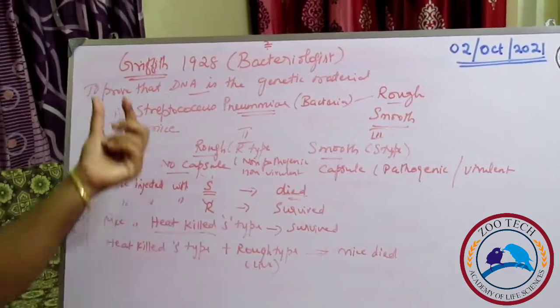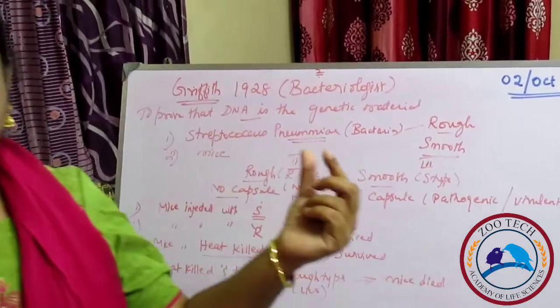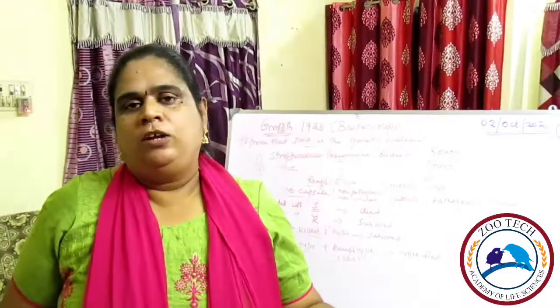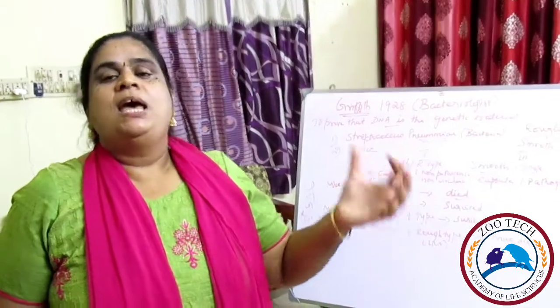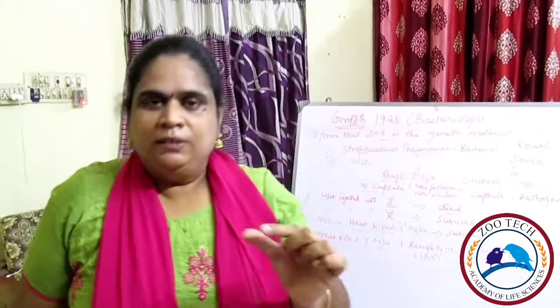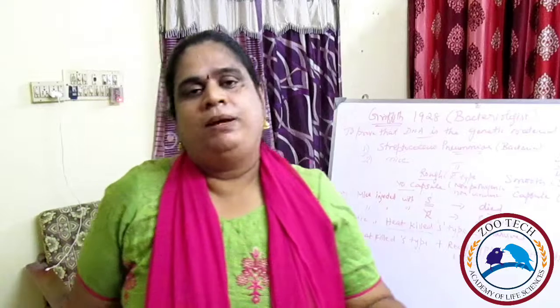After that, Griffith's followers, the scientists Avery et al., that is Avery, MacLeod and McCarty, continued with these experiments and proved that DNA was the genetic material. This experiment will be uploaded in my next video.